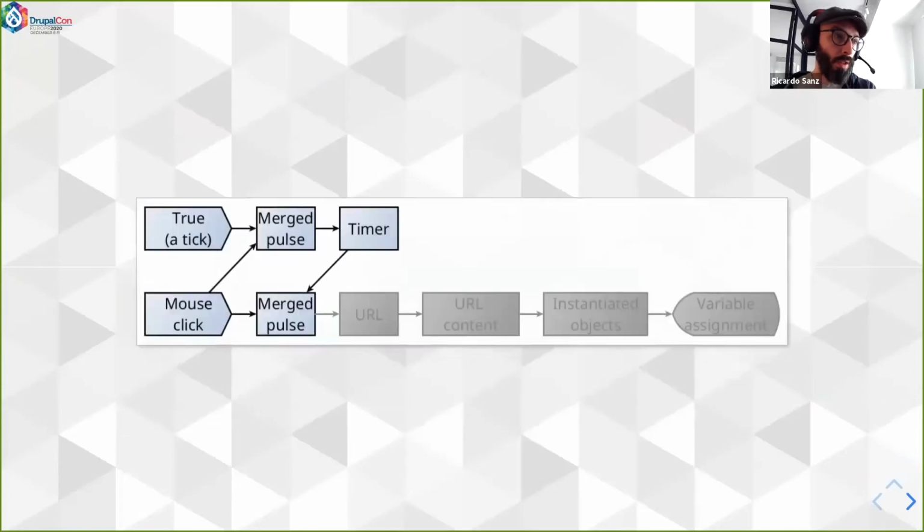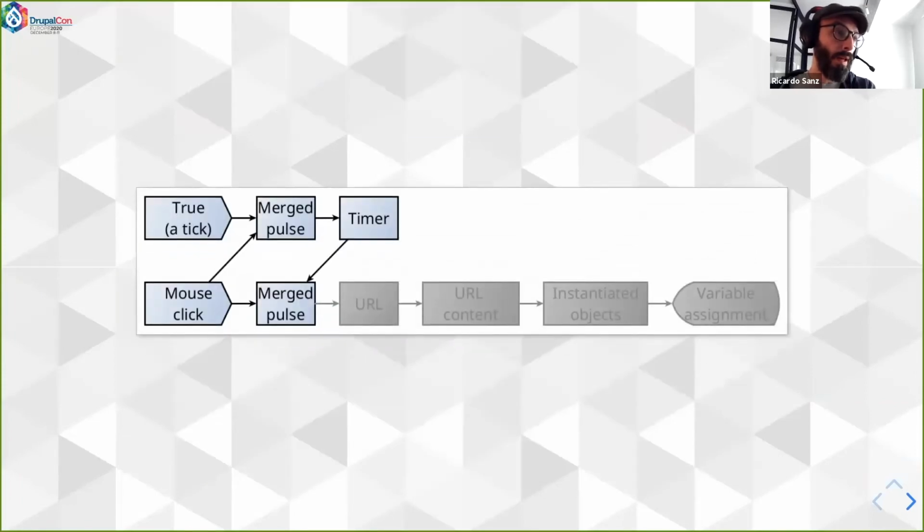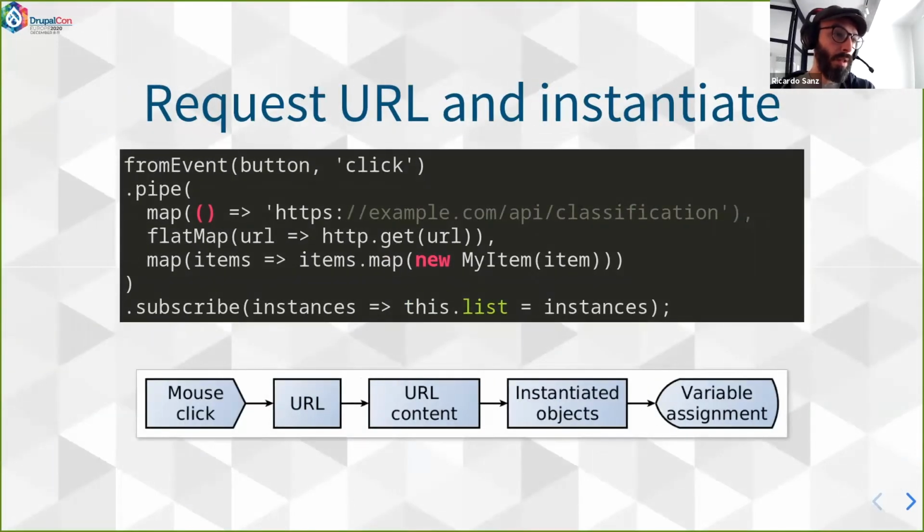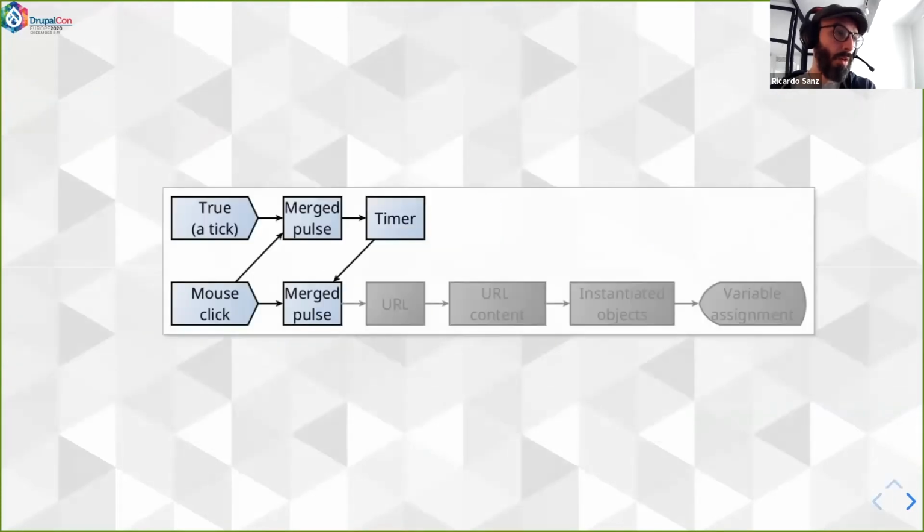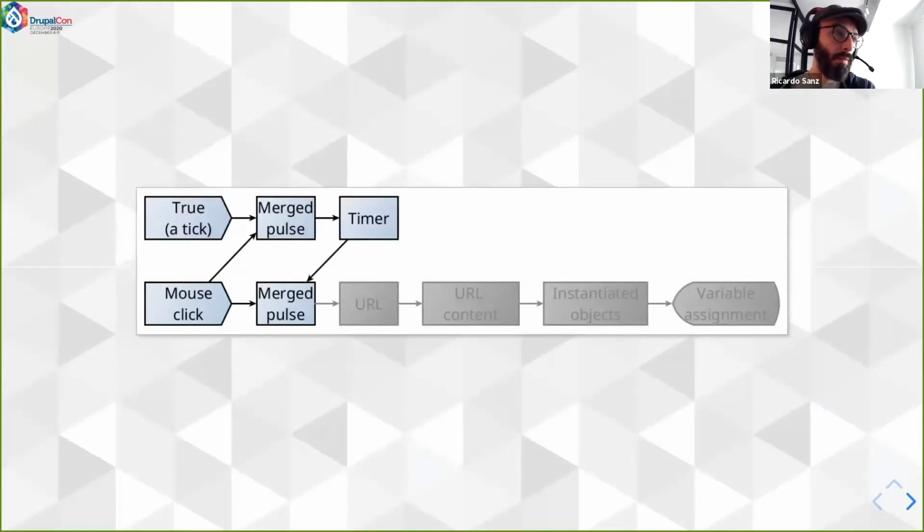If we see this as a diagram, this is the previous diagram. Now we have added this part. As you see, we have the mouse click. When the user clicks the mouse, it goes this way, all the way here until we do the assignment to the variable. And at the same time, when the user clicks the mouse, it goes through this pipe.